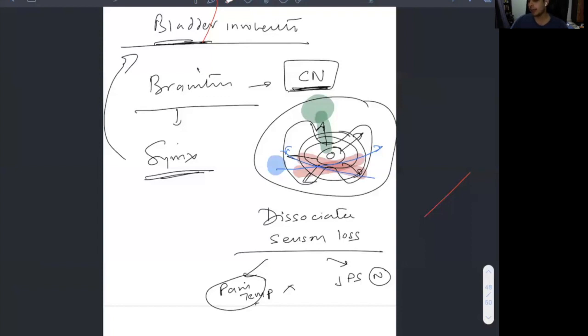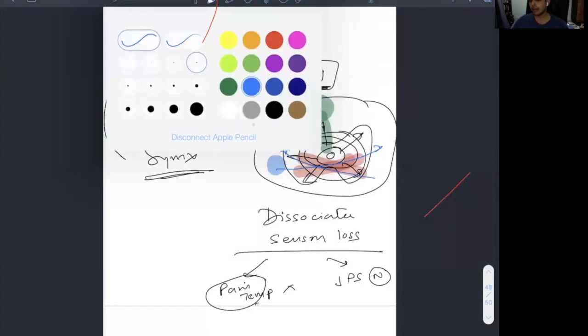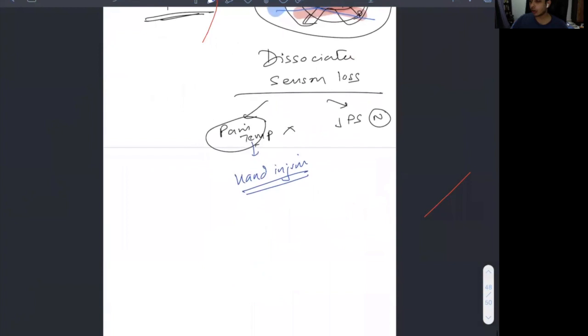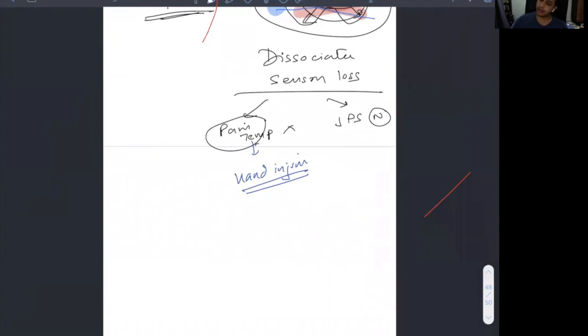So initially your pain and temperature will go in the hands and your joint position will be normal. So the patient will just come with repeated injuries to the hand. There will be hand injuries because he won't realize that he's not able to feel temperature. So he may put his hand into scalding hot water but he will not feel that there's anything wrong with his hand, because his joint position sense is normal. So that is called dissociative sensory loss.